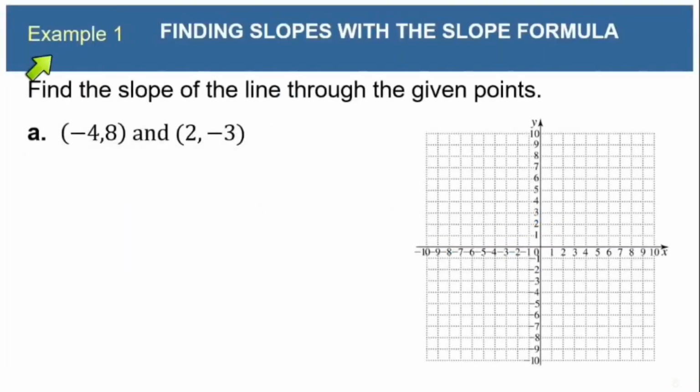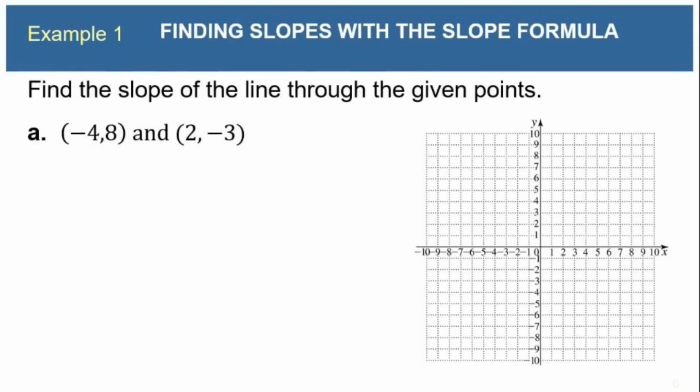Now here is example 1, and we're going to look at several examples where we practice using the slope formula, and I'm going to point out a few different things to you as we go along. So notice that the instructions say find the slope of the line through the given points. In part A, the given points are -4, 8 and 2, -3. Now we can absolutely use the formula to find the slope of the line between these 2 points without graphing the points, but I think it's helpful to you to see the points graphed, so we're going to do that.